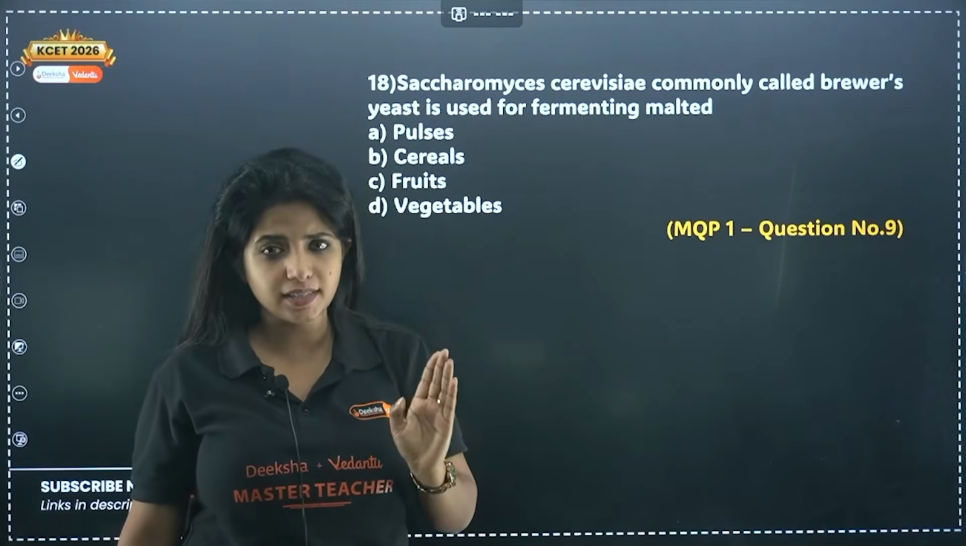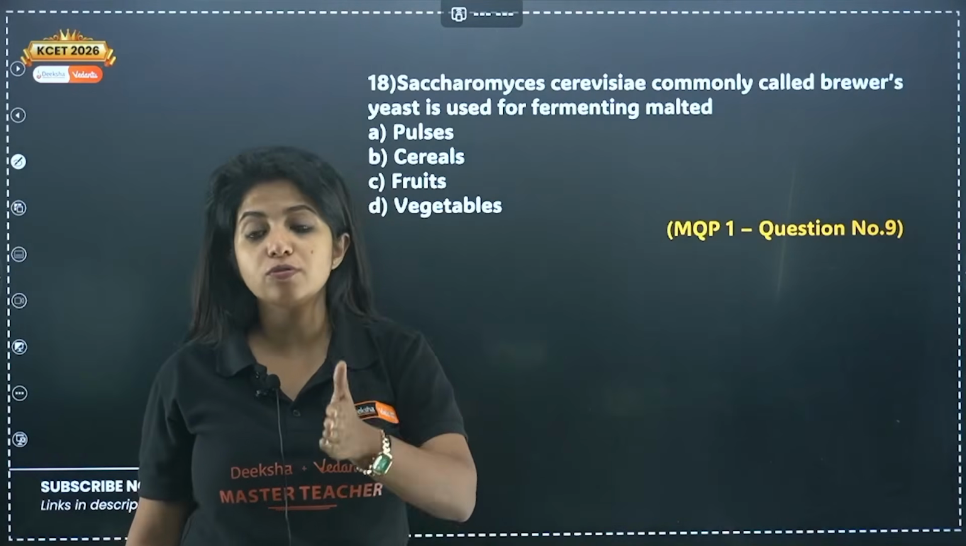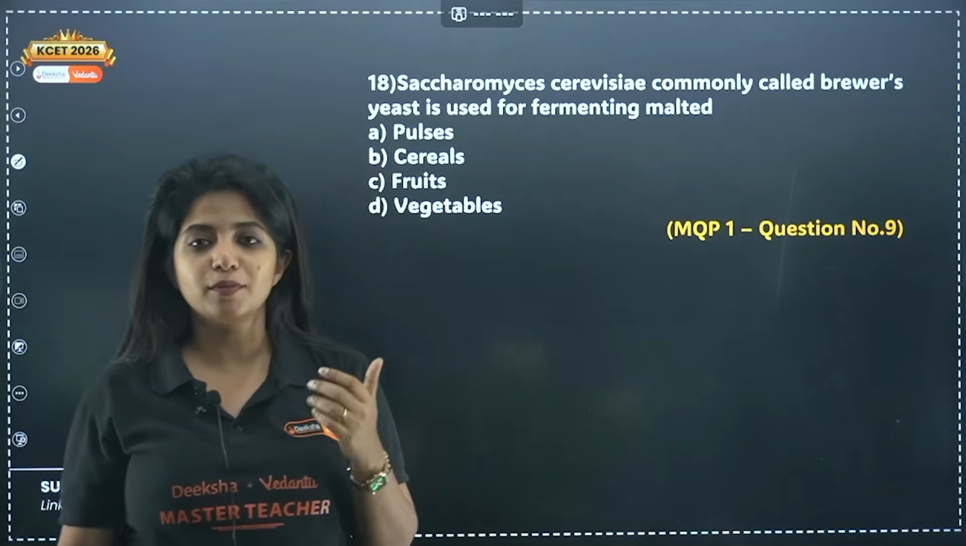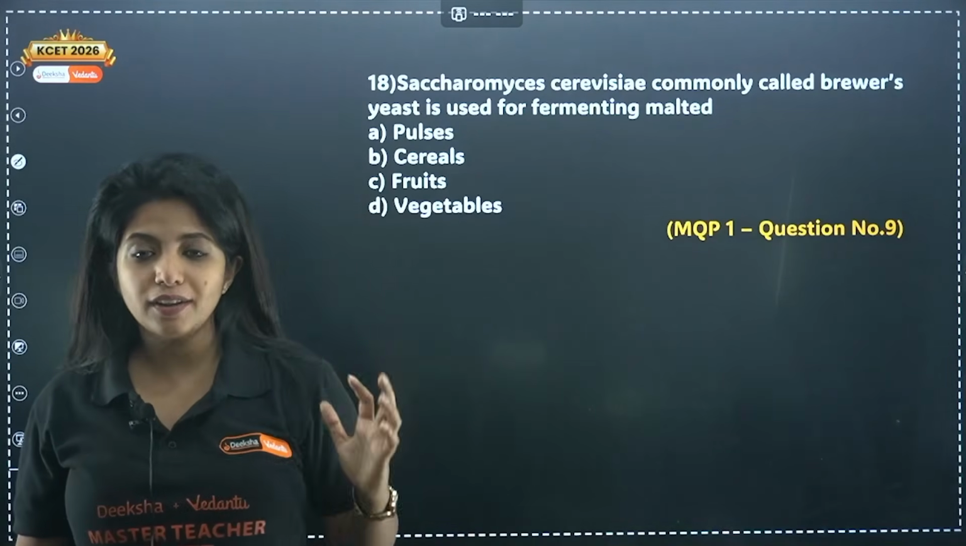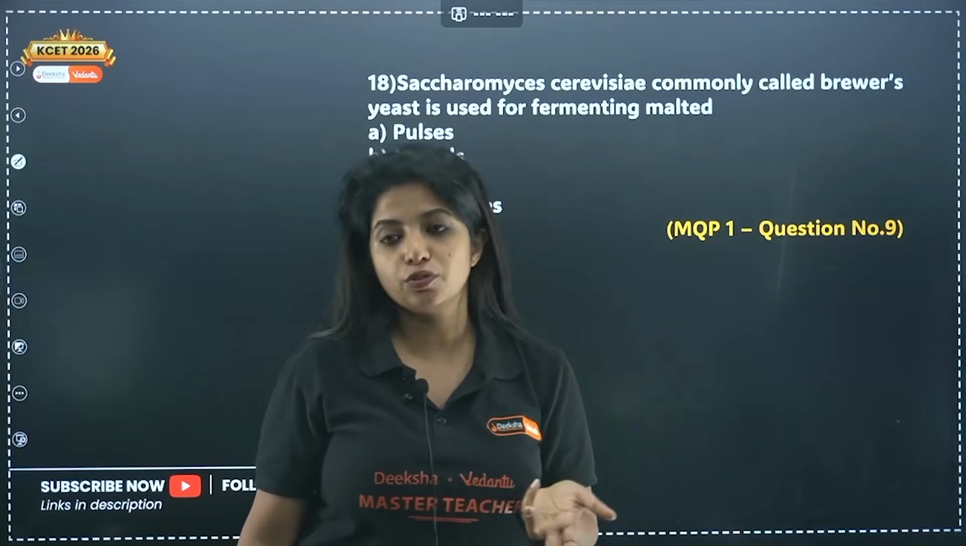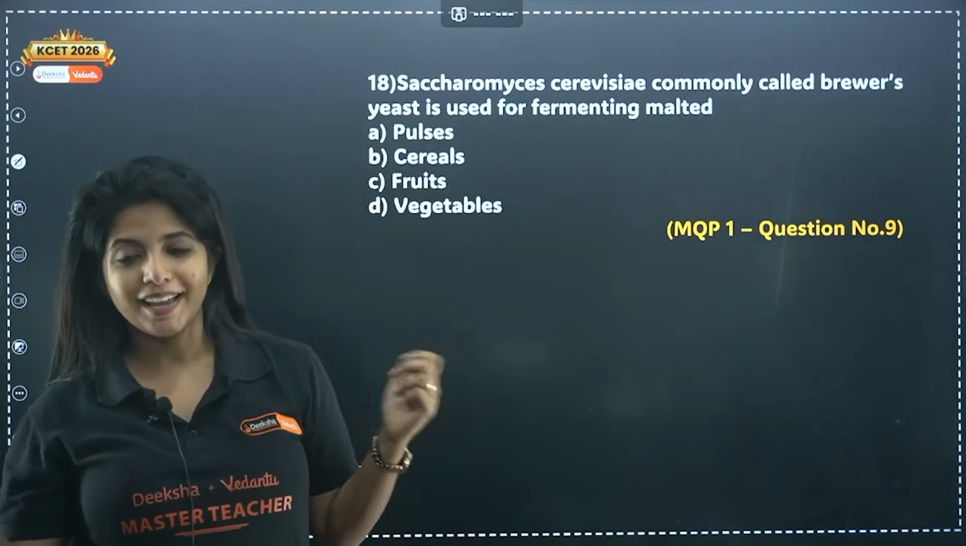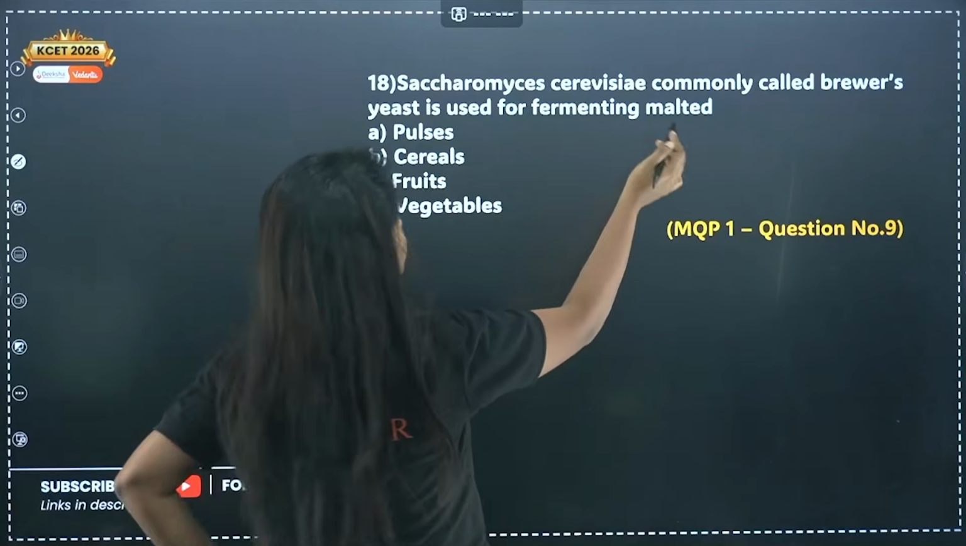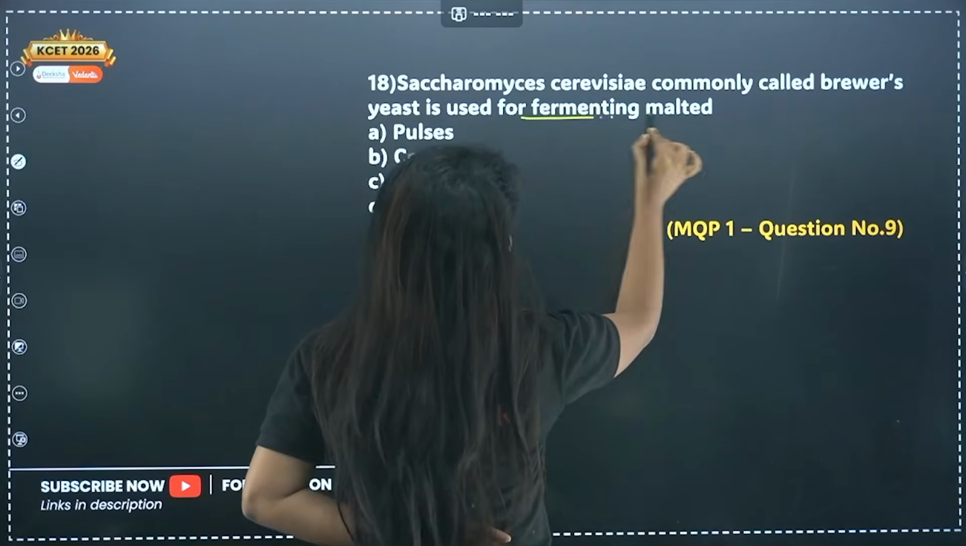Saccharomyces cerevisiae is yeast. You call it brewer's yeast when you use it in the brewery industry, for example, formation of some alcoholic drinks. Now you call it baker's yeast when it is used for baking. Anyway, it is all in all. Here you are using it in the brewer industry for fermenting malted what?